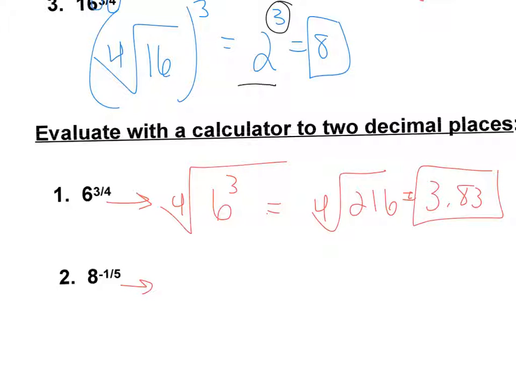You should get the same thing if you just did the exponent. Same thing with this one. I would do 1 over the 5th root of 8, because in this case our power is 1, so you don't even need to write that. So I would do the 5th root of 8, so I'd go to Math again after I hit 5. The 5th root of 8 is 1.52, but I'm doing 1 divided by that. So I end up with 0.66 if I'm rounding to 2 decimal places.